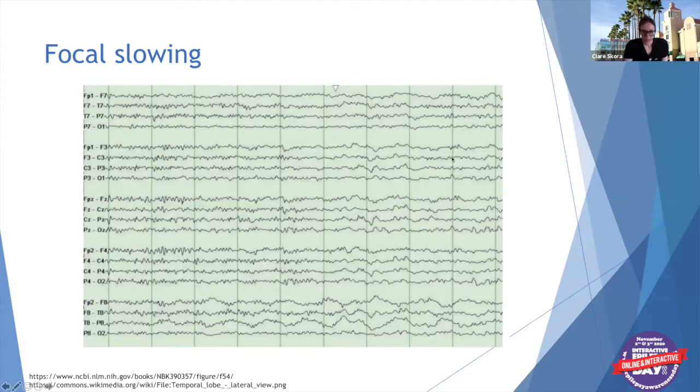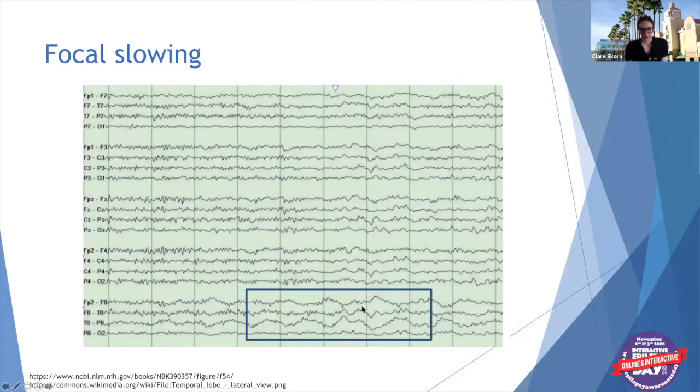But when I'm looking at this, I see what looks abnormal here. Look at these slower frequencies that are present just in this area, but not in the same region on the other side. That's an example of asymmetry, and something right around here when we see T8, F8, P8. So this is an area of focal slowing.